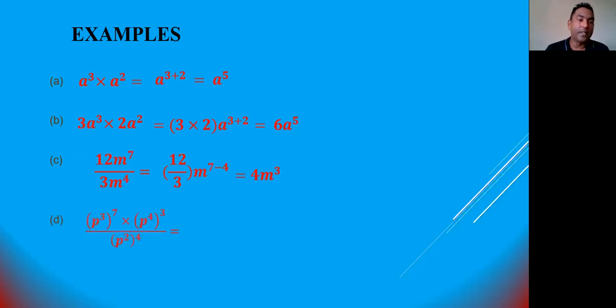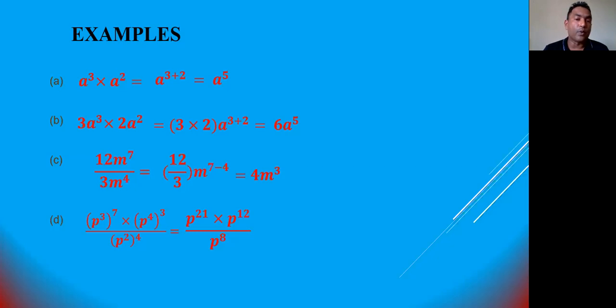Fourth part, D, here you have p power 3 power 7 times p power 4 power 3 over p power 2 power 4. Here you will notice that in this question, you have power law, multiplication law, and division law. So first we're going to use power law. So we're going to simplify p power 3 power 7, which becomes p power 21. P power 4 power 3, you're going to multiply 4 by 3, it is 12. And p power 2 power 4 becomes p power 8 in the denominator.